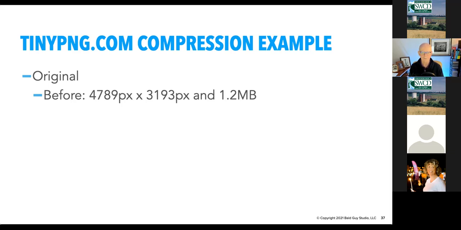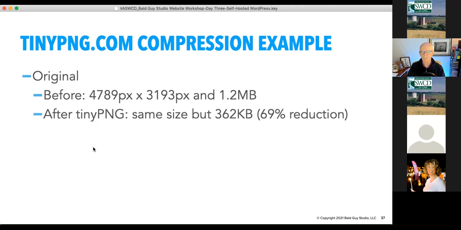The phones that we have in our pockets are taking really big pictures these days, you guys, unless you have the settings set to take smaller ones. So I uploaded this large image that's oversized for a website and too big file size wise at the 1.2 megabytes into TinyPNG. And what I got back from TinyPNG was the same size. In other words, the physical size was still 4789 by 3193. But the file size had been compressed down to 362 kilobytes.